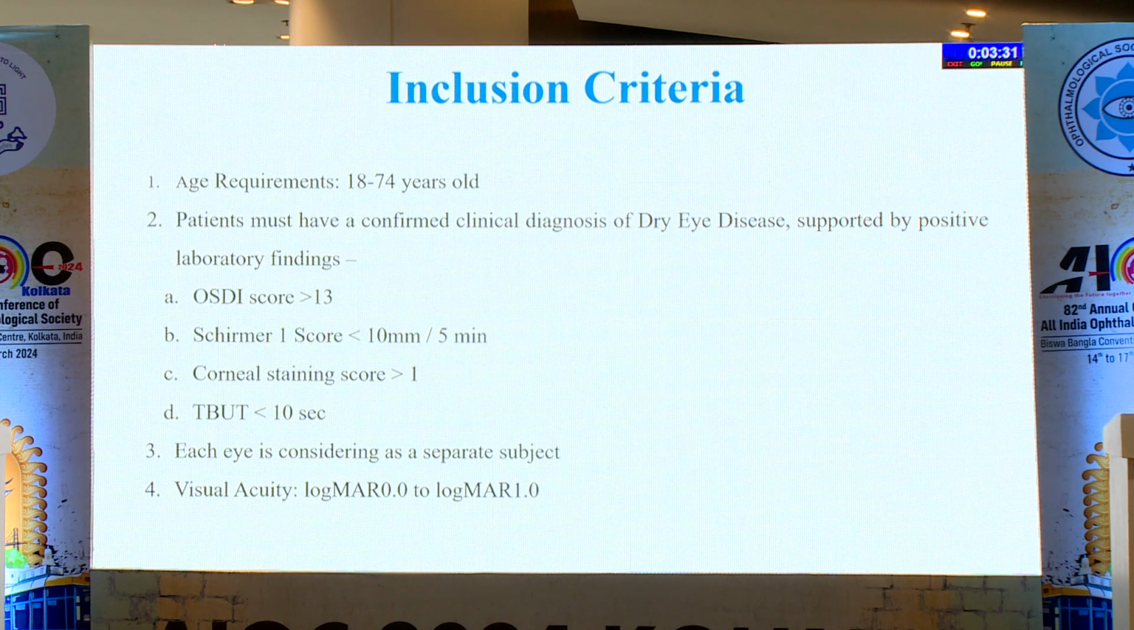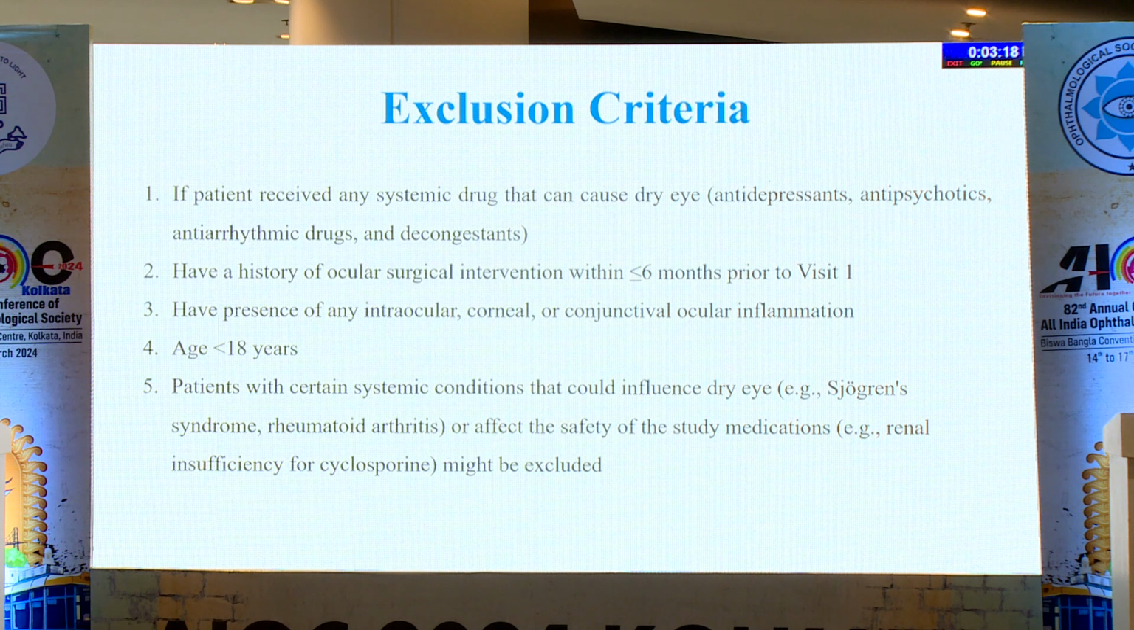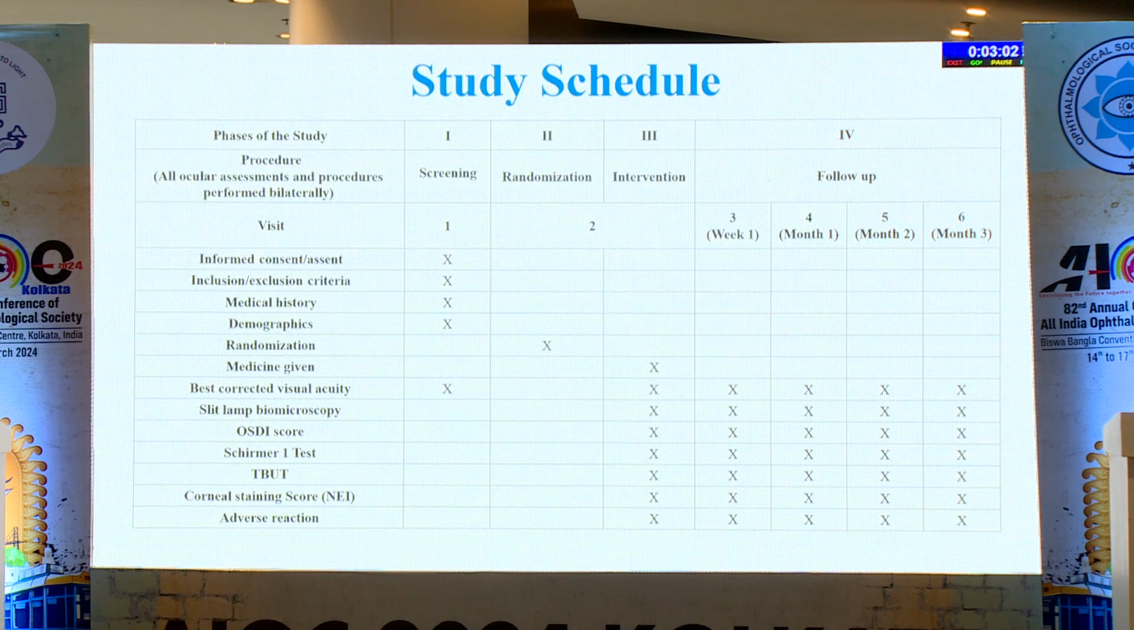The inclusion criteria were age from 18 to 74 years with OSDI score more than 13, Schirmer score less than 10, corneal staining score more than 1, and TBUT less than 10 seconds. Exclusion criteria: patients on any systemic drugs which can cause dry eye, any systemic disease which can influence dry eye, any lactating mother, or any intracorneal or intraocular disease were excluded from this study.